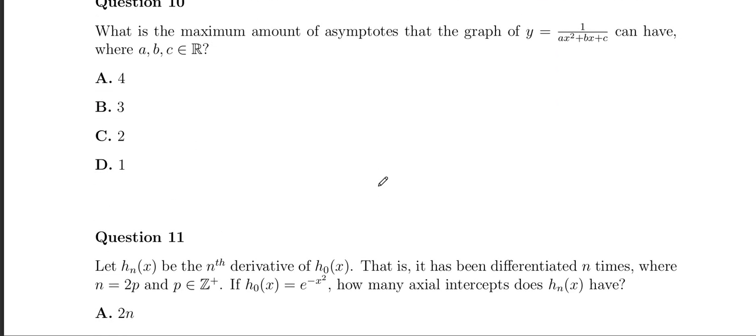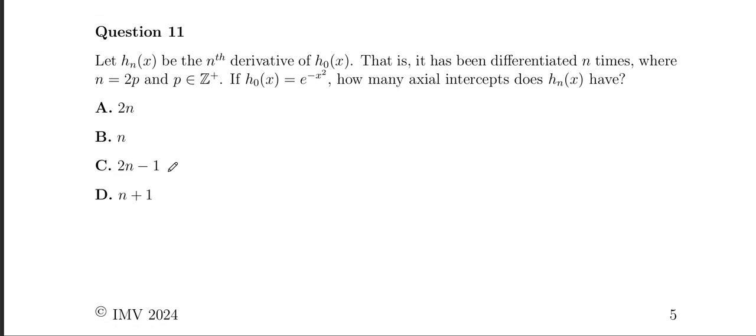All right, what is the maximum amount of asymptotes that the graph of y equals 1 over a quadratic can have? So the asymptotes occur when the denominator is 0. So when ax squared plus bx plus c is equal to 0. And the maximum amount of solutions this can have is 2. So therefore the maximum amount of asymptotes is 2.